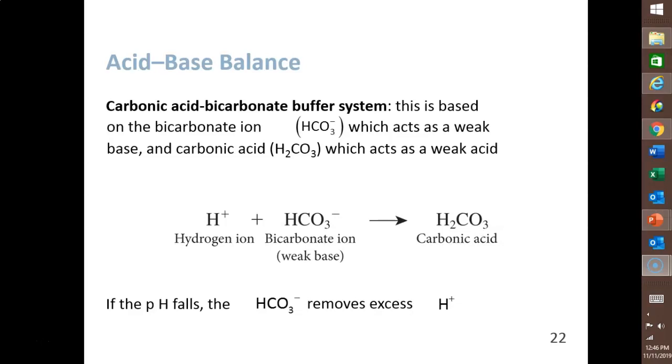On the other hand, if there's a shortage of hydrogen ions, the carbonic acid can function as a weak acid and provide hydrogen ions. So the carbonic acid can dissociate; we simply reverse the equation to release bicarbonate and hydrogen ions. Thus, this system, the carbonic acid and bicarbonate, helps to balance pH by driving that equation in the direction that we need, to either create more bicarbonate or create more carbonic acid, to prevent those rapid and drastic fluctuations in pH.